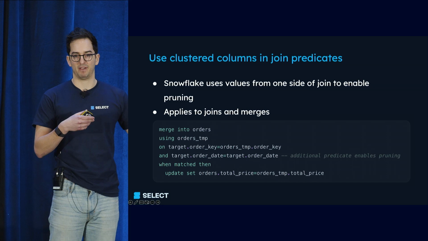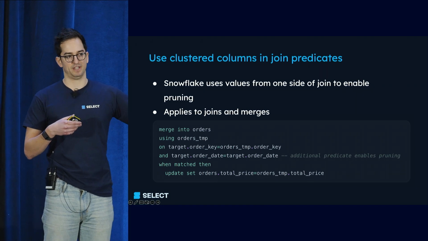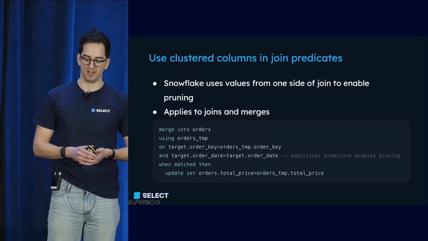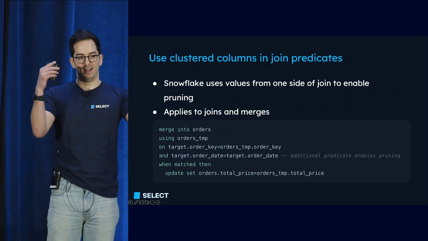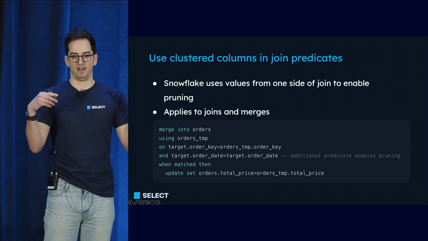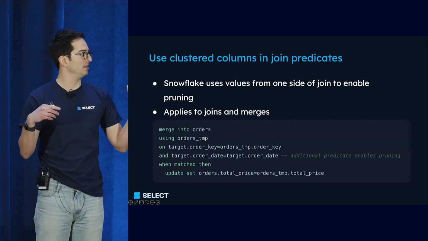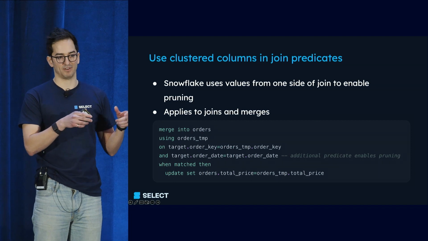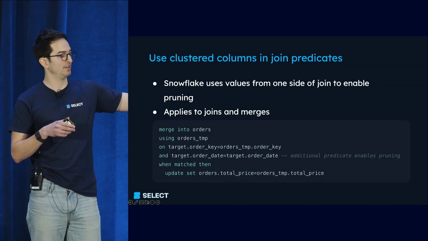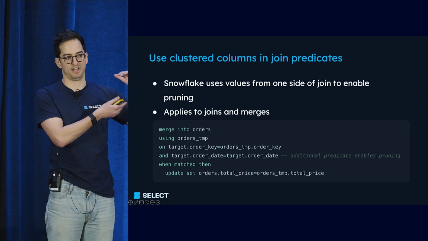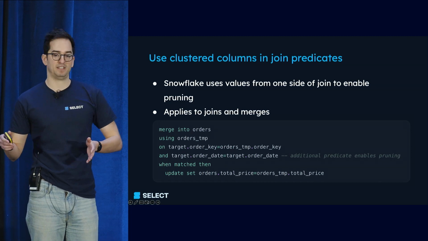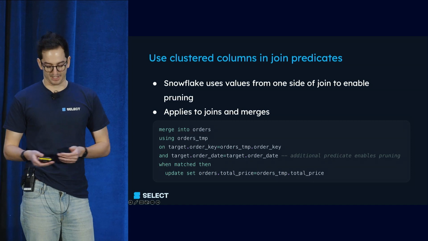But we may know that we have this other column called order date that the table is well clustered by, maybe because of that natural clustering that Niall described. So if we just add in an additional join predicate on that well-clustered column, that can actually enable pruning because of that phenomenon I described, where it can say, oh, what are all the order dates in this small orders temp table? Let's remove all the micro-partitions from that big table which don't contain any of those dates.